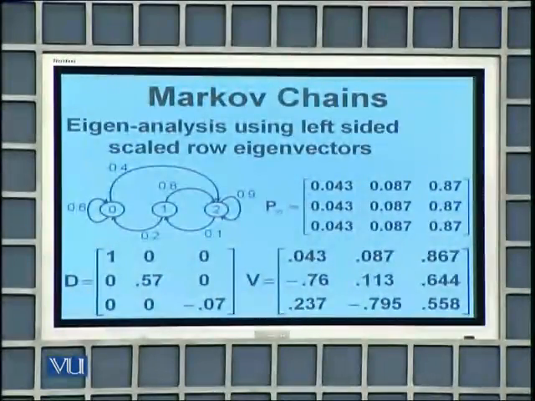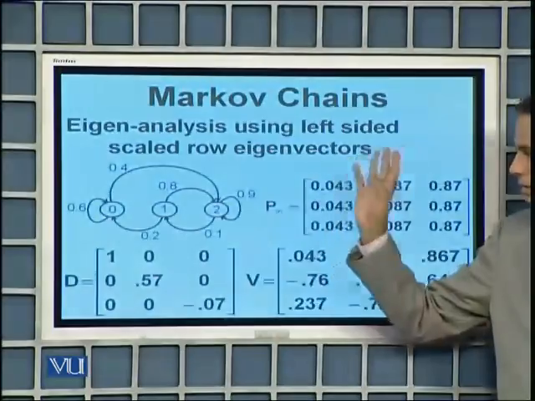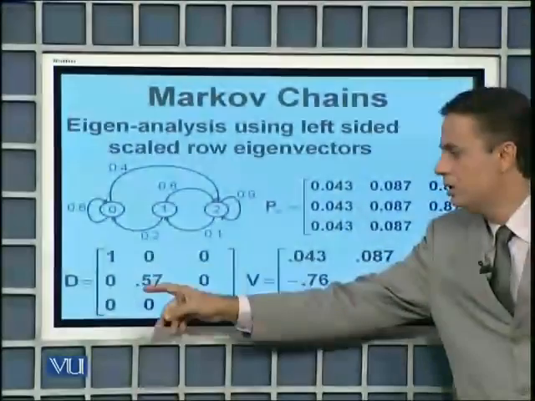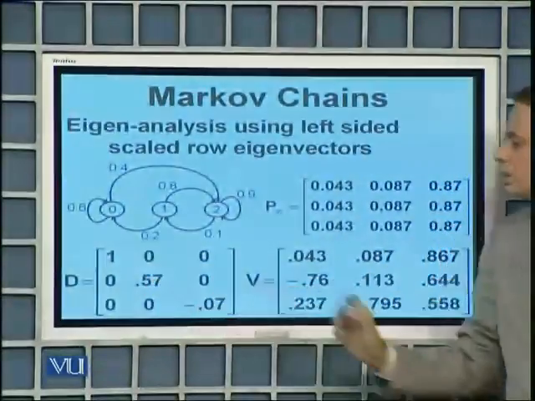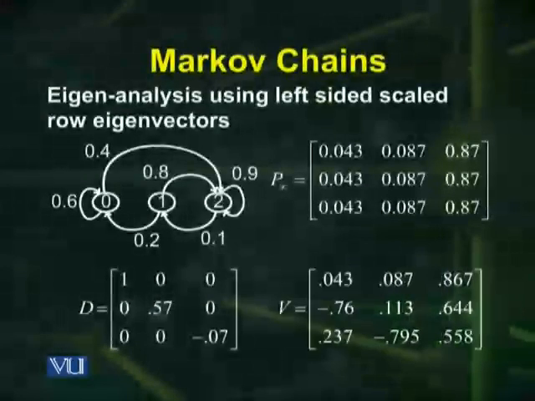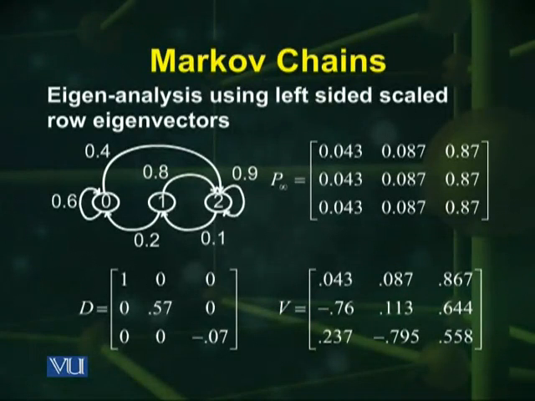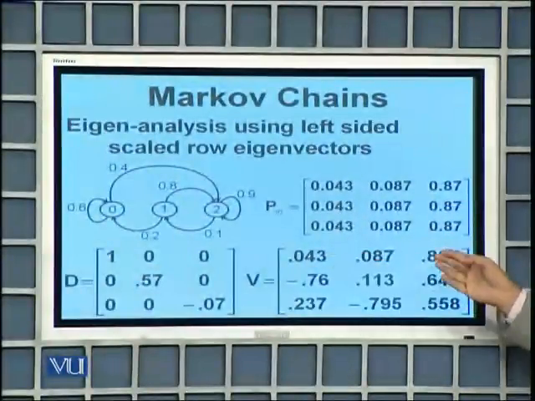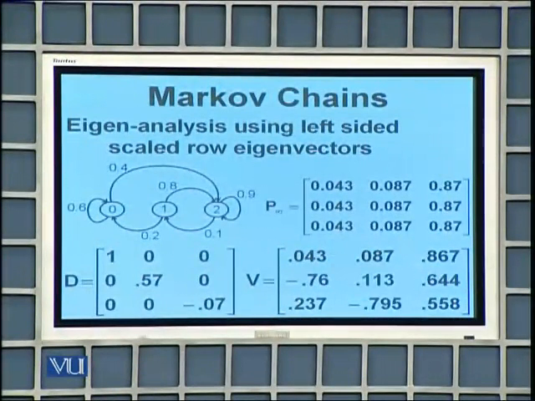We used eigenanalysis and found that the one-step transition probability matrix for this Markov chain had three eigenvalues, 1, 0.57 and -0.07. The associated eigenvectors were 0.043, 0.087, and 0.867 for the eigenvalue of 1. This is the only important eigenvector, which is the same as this unique long-term stationary probability distribution. So this Markov chain represented a small three-state recurrent Markov chain with a single unique long-term probability distribution.